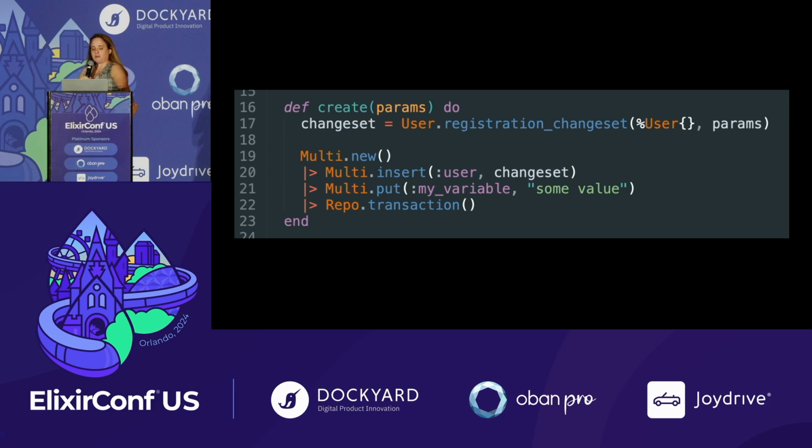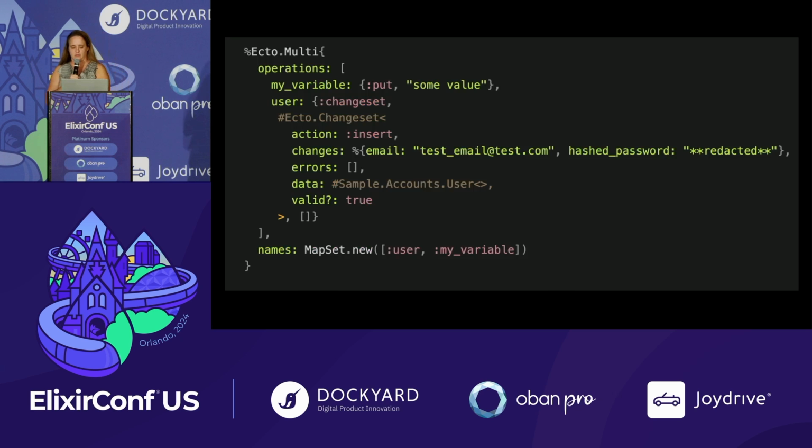I'm a random key of my variable, along with some value. And to take a look at what this looks like before you run the transaction, this is the type of object you have. You'll notice there are two important things that I want to call out. Three, actually. One, there's a list of operations.